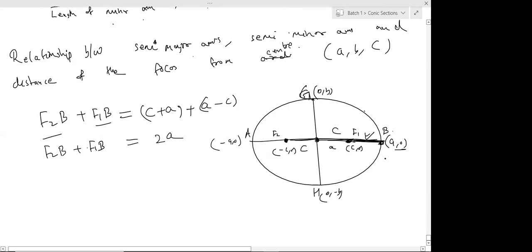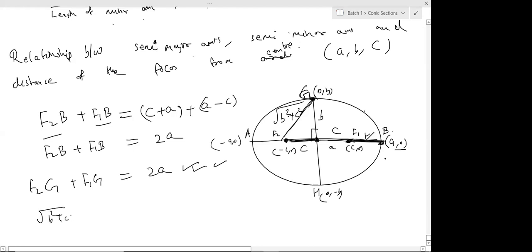Again, I am taking another point G, which is here. I have to calculate F2G plus F1G. And this should be equal to 2A because by the definition of ellipse, all the points have the same constant, right? How to find F2G? I can join this. This is a right angle triangle. This is C, this is B. That means this distance is the square root of B square plus C square. So F2G is under root B square plus C square.